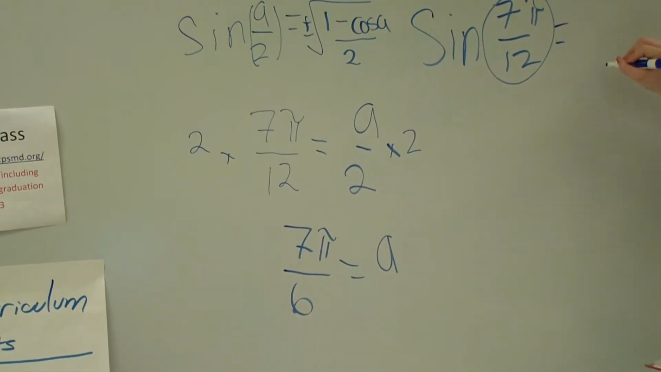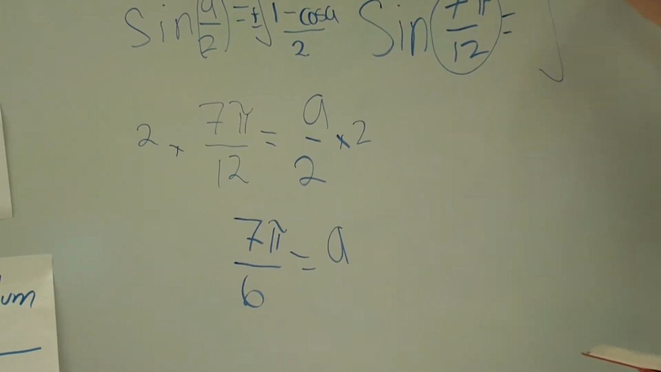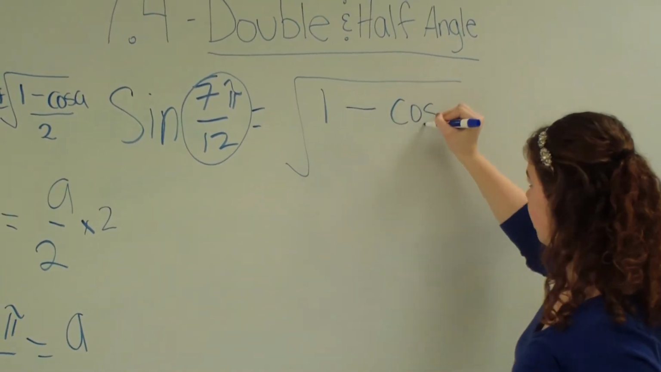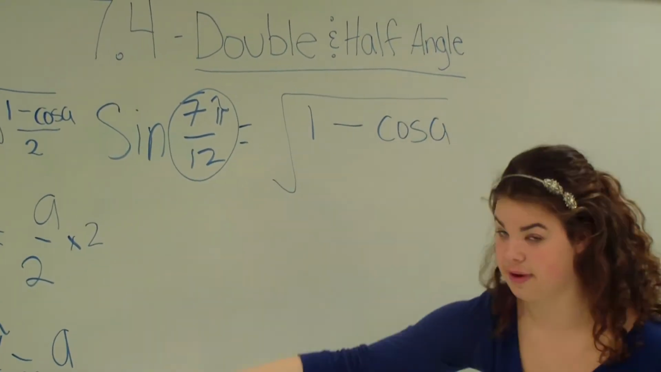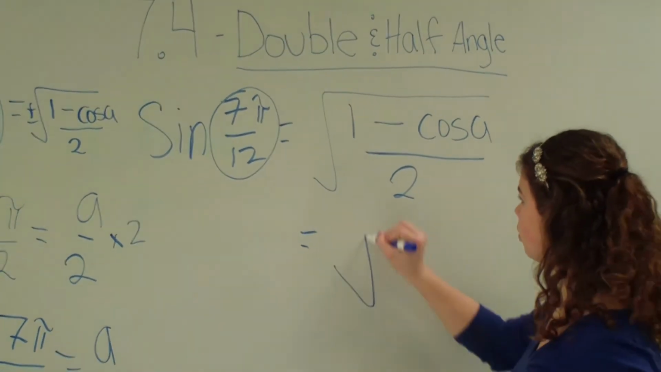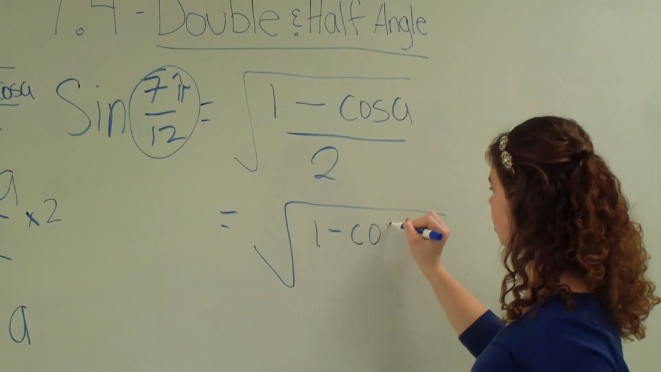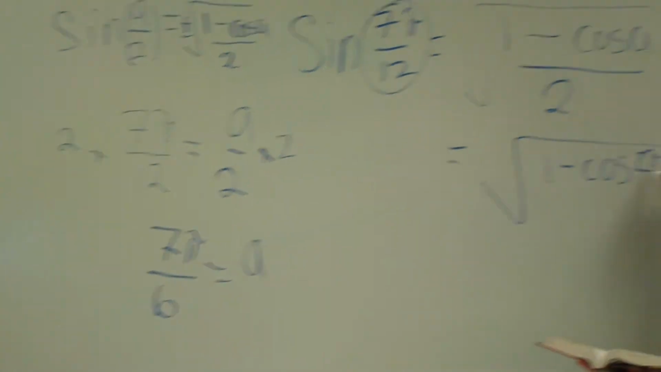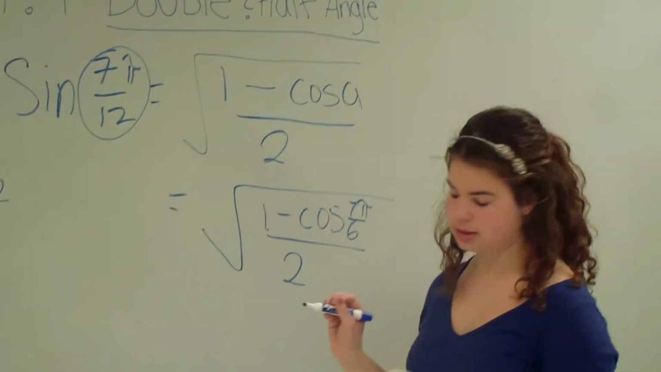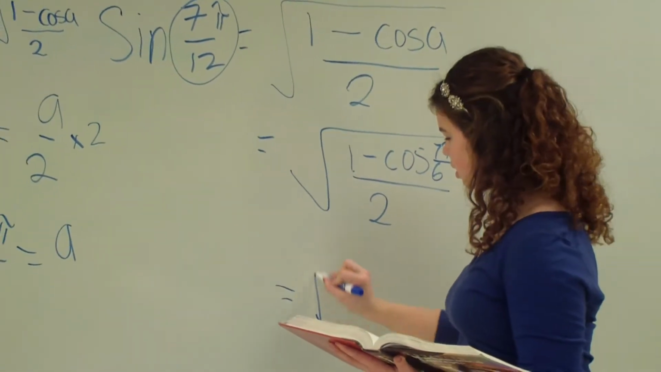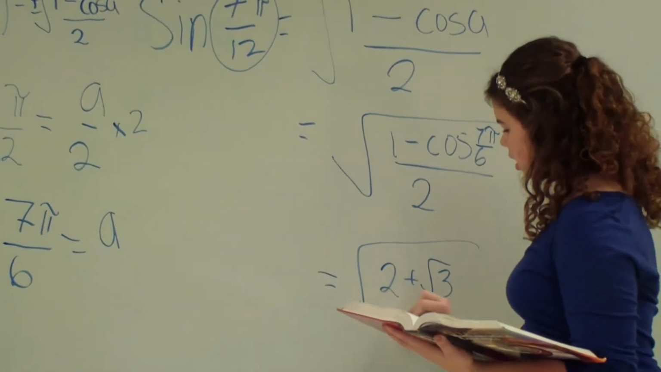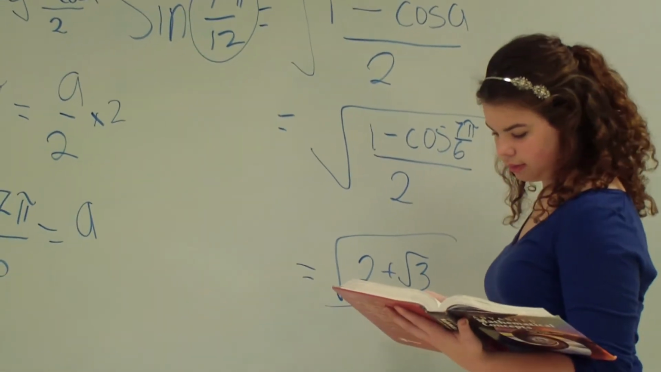So now for our problem. Sine of 7 pi over 12 equals the square root of 1 minus cosine of A, which we have determined is in fact 7 pi over 6, over 2. Now plugging A in, we put 1 minus cosine of 7 pi over 6. Go ahead and plug this into your calculator. Over 2, and the answer is the square root of 2 plus the square root of 3, divided by 2.